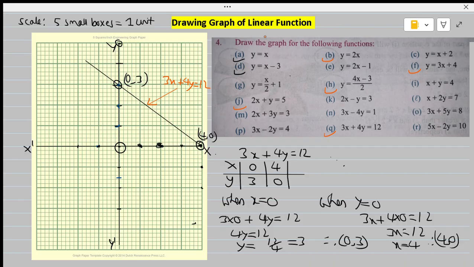So I may conclude this topic of drawing the graph of a linear equation when two variables x and y are given.